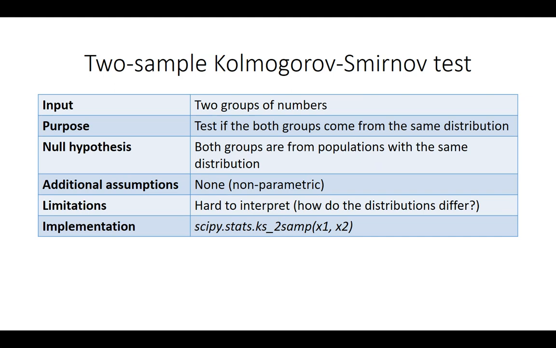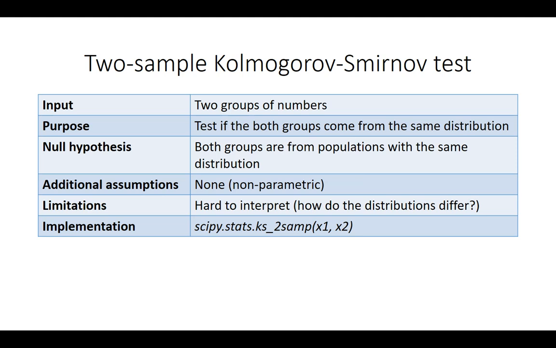But then we have a different kind of Kolmogorov-Smirnov, which I think is even more useful, called the two-sample Kolmogorov-Smirnov test, which, like the U and t-tests, takes two groups of numbers. What it does is test whether these two groups of numbers appear to be coming from the same distribution. So it's a very powerful way to see whether different groups seem to have different distributions. The null hypothesis is that both groups are from a population with the same distribution. And again, it's very powerful. It's non-parametric. It doesn't make any assumptions.